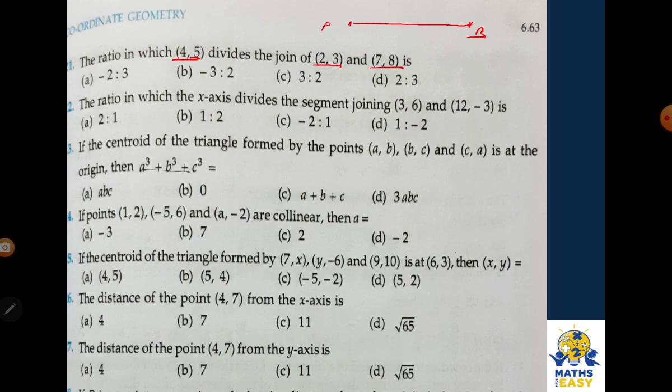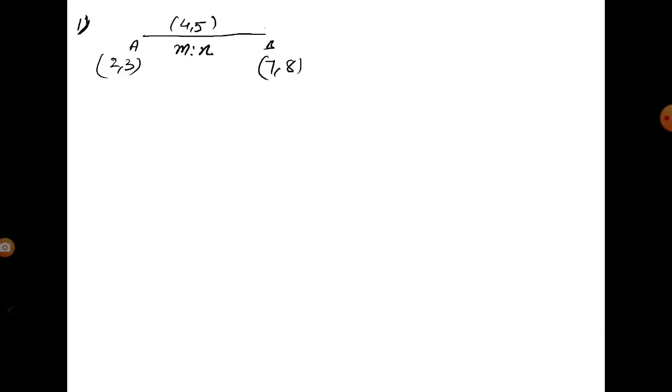The ratio in which you have to find, that is m is to n. The point is (4, 5), let it be a point P. It divides the line segment AB, with coordinates A (2, 3) and B (7, 8). So you have to find the ratio in which the point (4, 5), point P, divides AB. Let the ratio be m is to n. That ratio we have to find.